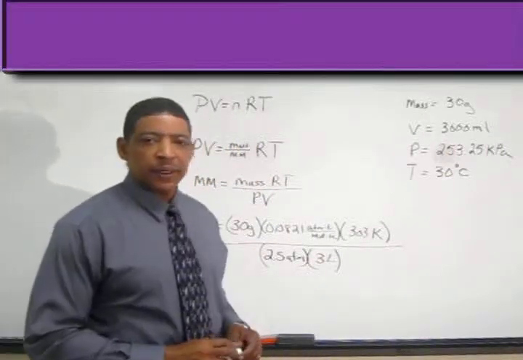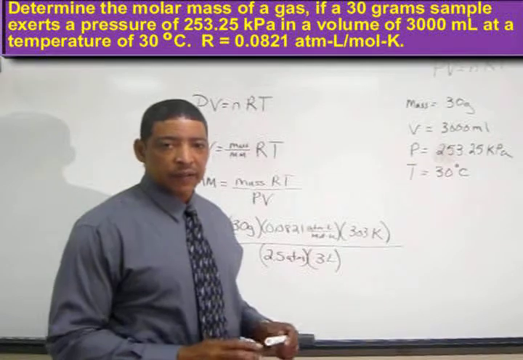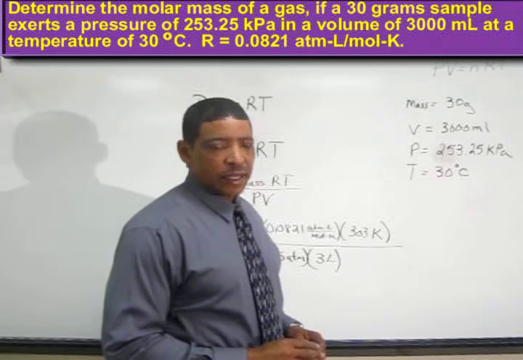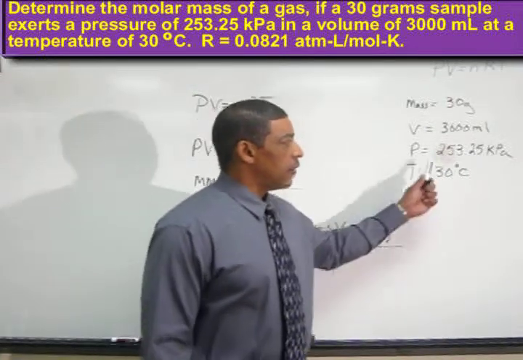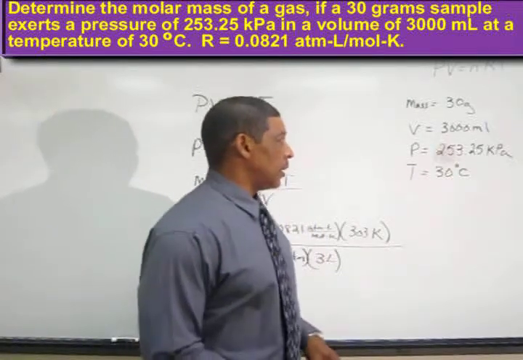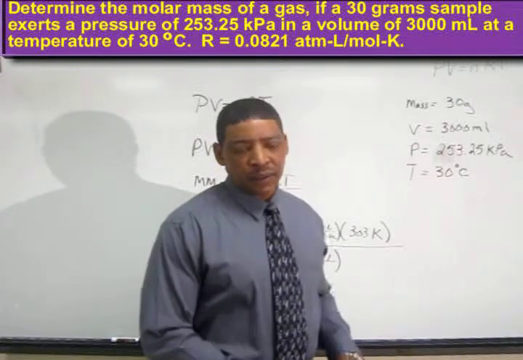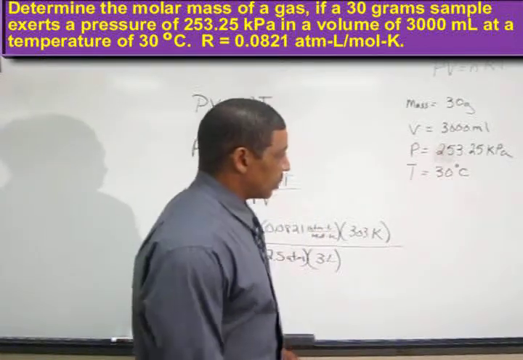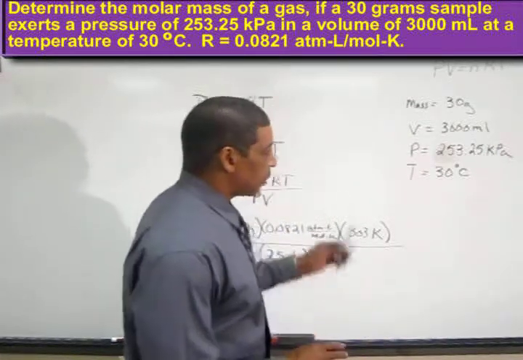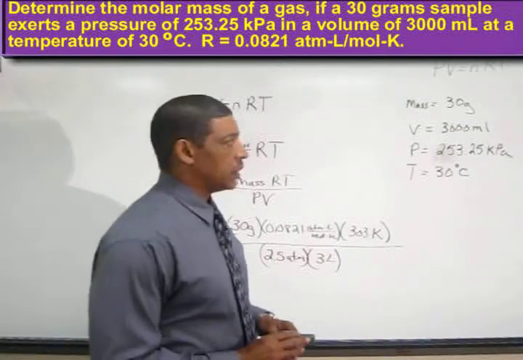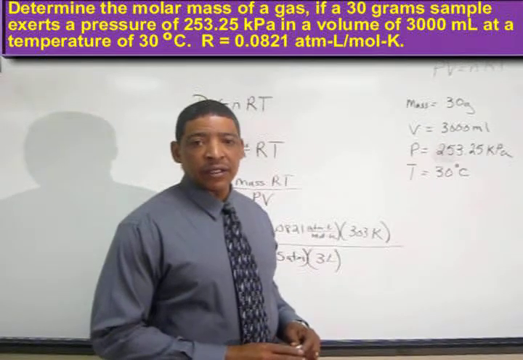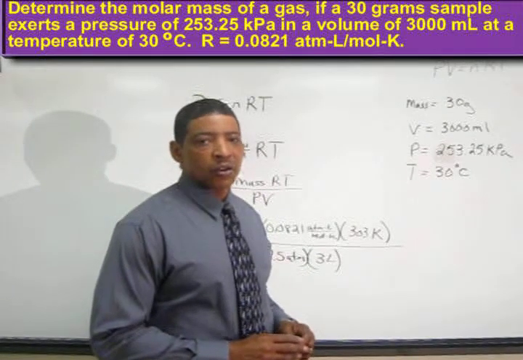Suppose we're asked to determine the molar mass of a gas, given the following conditions: that 30 grams of the gas will exert a pressure of 253.25 kPa in a 3,000 milliliter volume at a temperature of 30 degrees Celsius. The first step in solving this particular practice problem is to recognize that moles are not given, only the mass. And the question is asking for the molar mass of the gas.